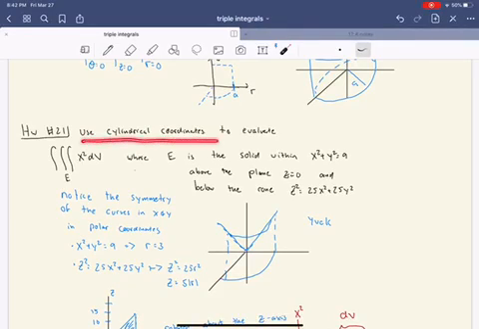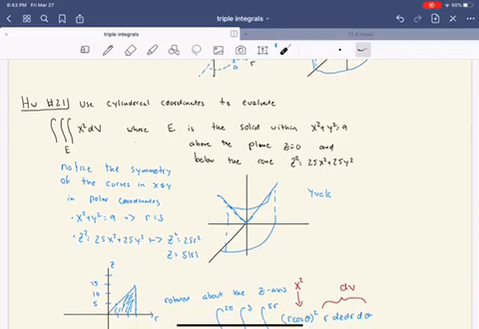All right, let's do another one. Use cylindrical coordinates to evaluate this integral, x squared dv, where E is the solid within x squared plus y squared equals 9, above the plane z equals 0, and below the cone z squared equals 25x squared plus 25y squared. Now, here's my attempt to draw the 3-dimensional thing. As you can see, I'm not good at that.